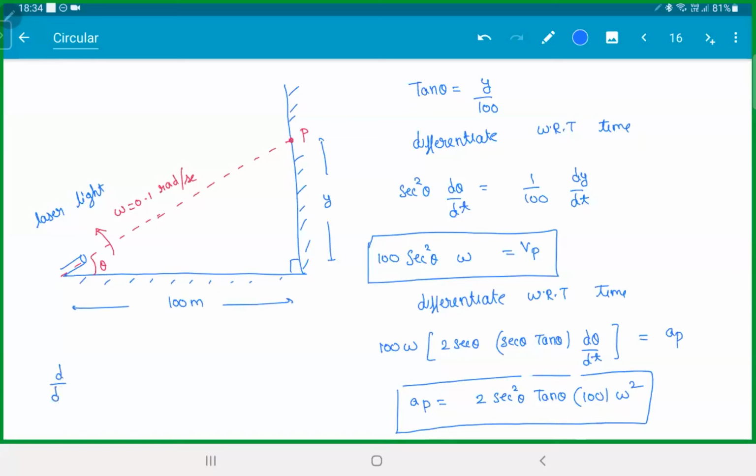I'll just write it here. D by d theta of 2 sec square theta is 2 sec theta. Differential of sec theta. That would be 2 secant theta, sec theta tan theta, and again d theta by dt. This is what I did. Please ask me if you're confused. Clear?